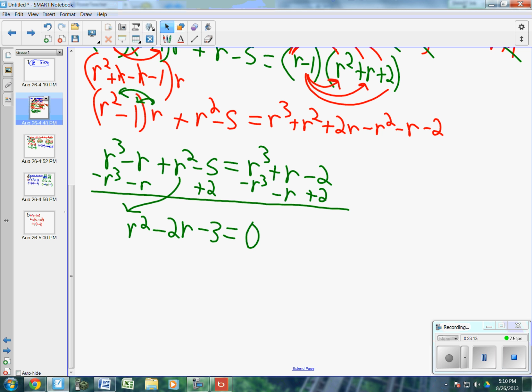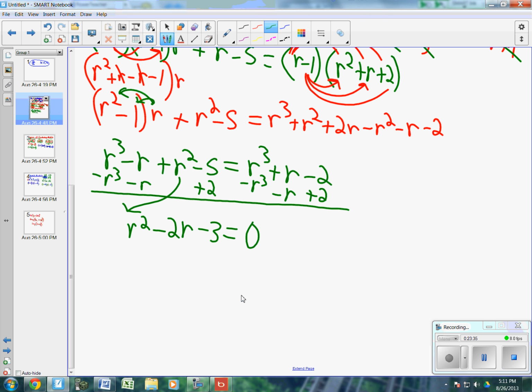Now last year, we spent a little bit of time solving quadratic equations. In order to solve a quadratic equation, first of all, you have to set it equal to 0 like I did. Then you have to factor the trinomial if it will factor. If not, you can use the quadratic formula or completing the square. But this one, however, does factor.